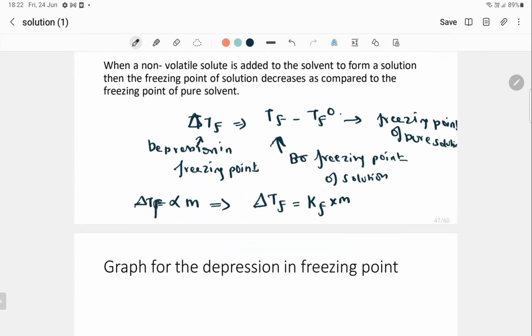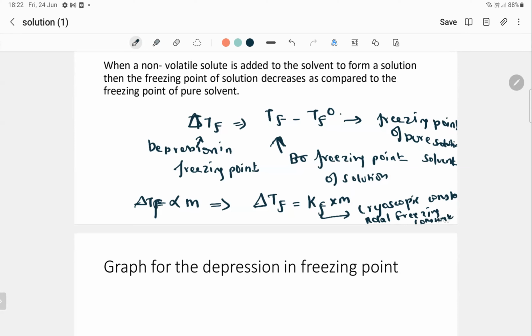There it was KB into m. Here KF is for the solvent. In the formula we have been using, KB is nothing but your molar elevation constant or ebullioscopic constant. So here, this is nothing but the molar depression constant or cryoscopic constant, the molar freezing constant.